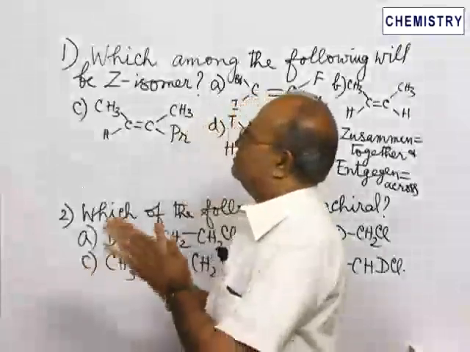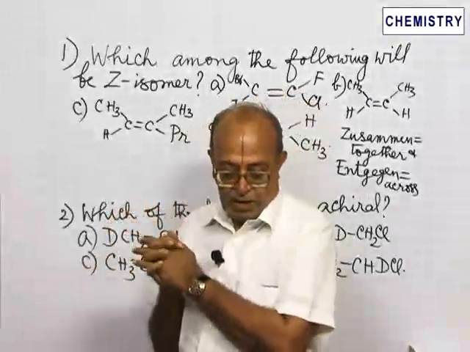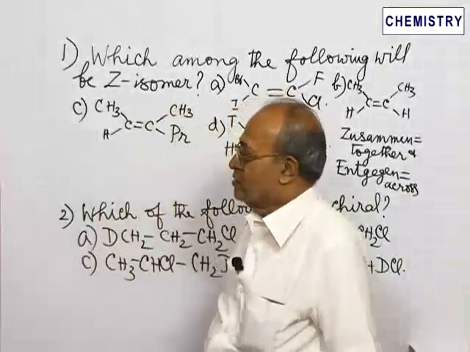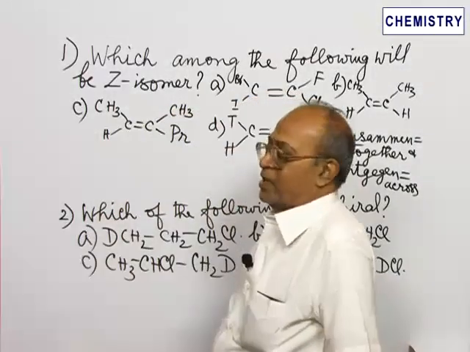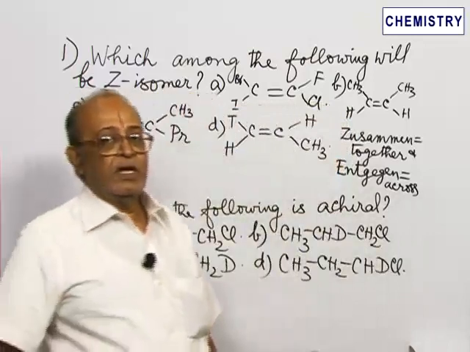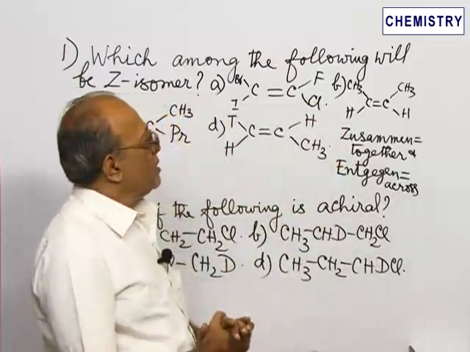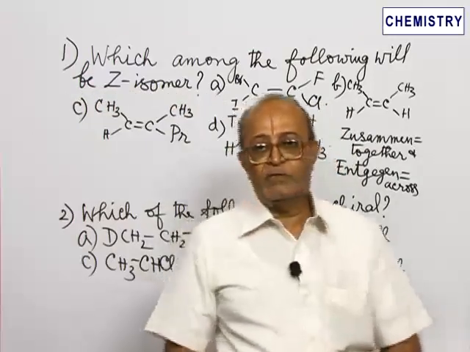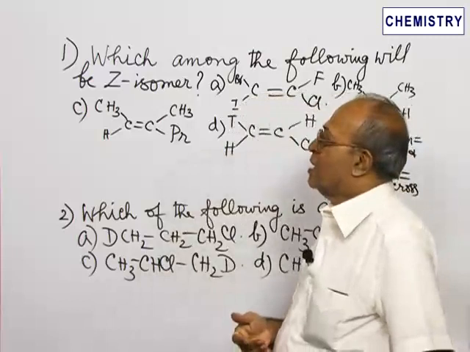Dear students, let us continue our discussion. In the last class, we have discussed the various aspects of stereoisomerism, that is, geometrical isomerism, optical isomerism, conformational isomerism.